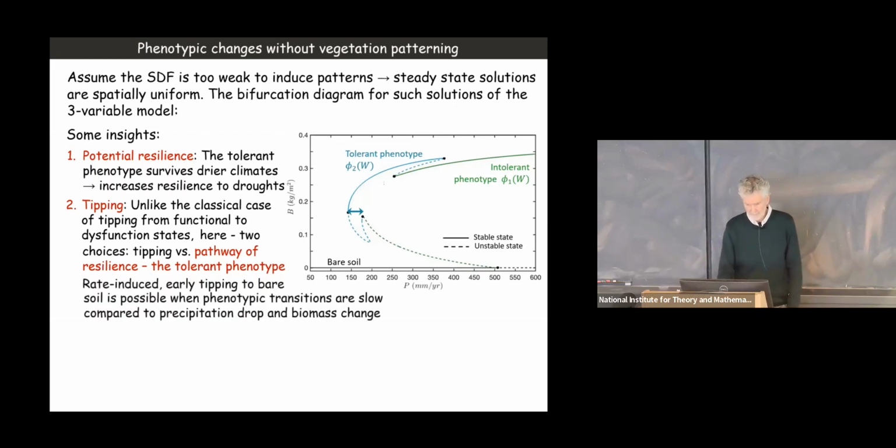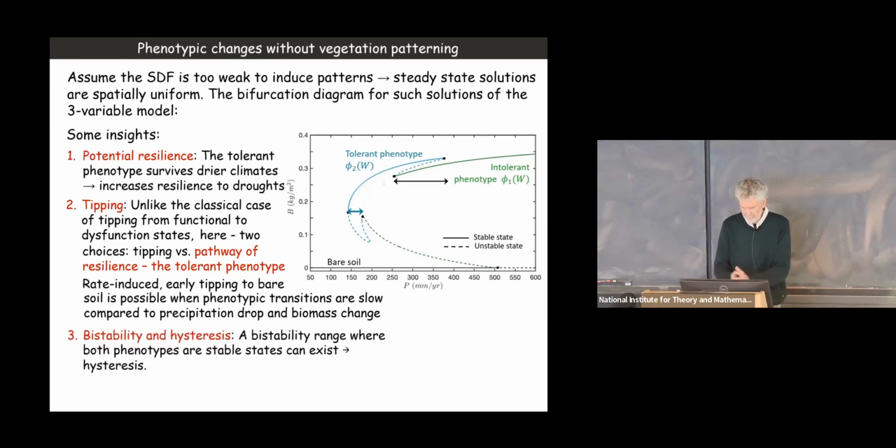And in that case, we may have rate-induced tipping. If the phenotypic change is too slow compared to the precipitation downshift and the biomass response, then the plant finds itself in harsh conditions when it's still intolerant, and then we have tipping to bare soil.